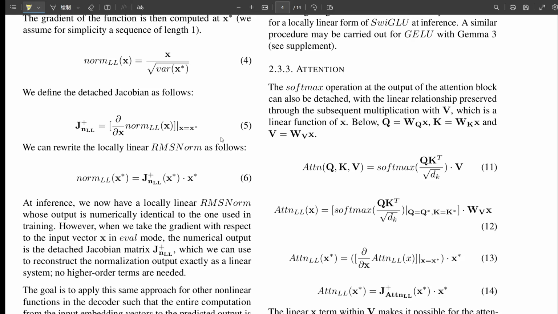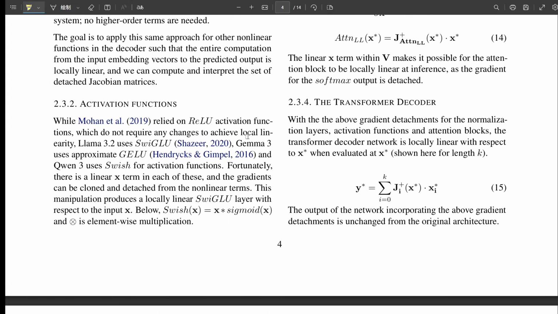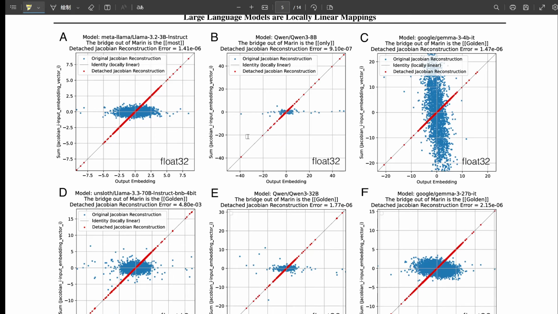They strategically perform these detachment operations in the gradient calculation. This doesn't change the final number crunching result, the output embedding. Correct. But it lets them mathematically represent that whole forward pass as if it were a single linear system captured by this special detached Jacobian matrix. You've got it. The detached part of the name comes from this manipulation of the gradient computations.